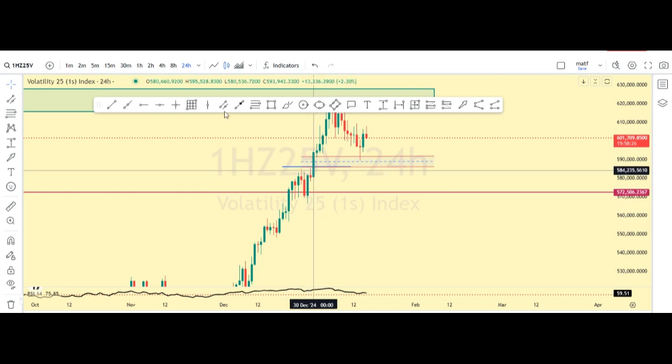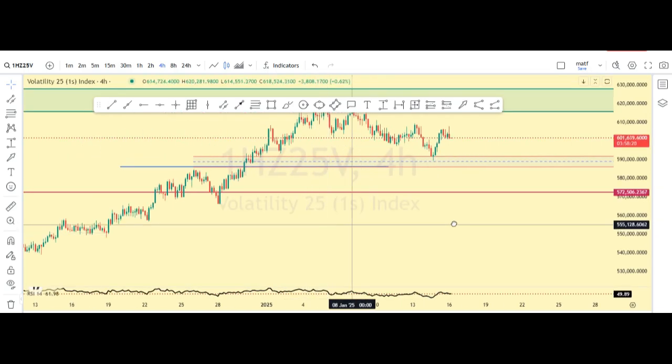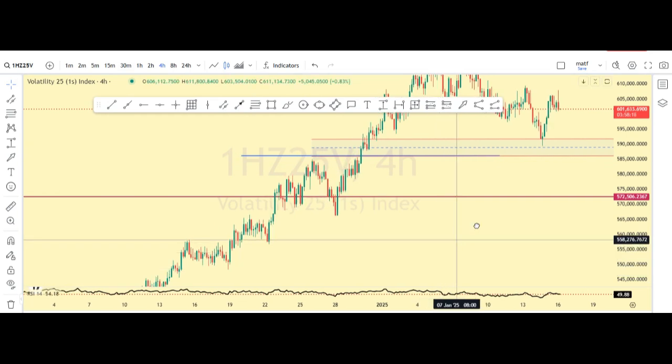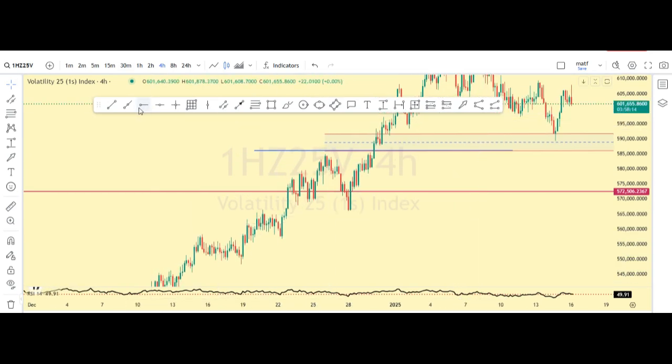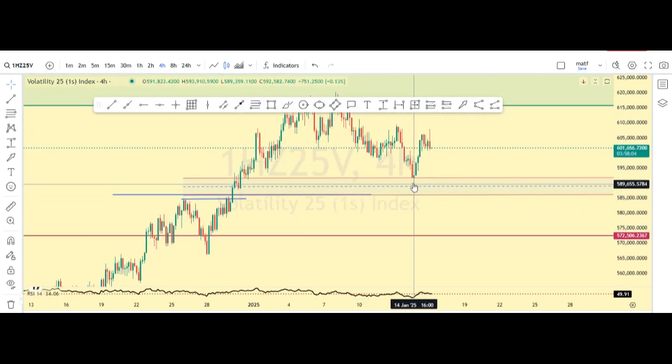With this mini break of structure, if I go to the 4 hour time frame, you see that the break of structure is obvious. On the daily, you will not see it clearly. This is a mini break of structure on the 4 hours. Look at it. A break of structure and a fair value gap was created, an imbalance for price to come and refuel, which actually happened.